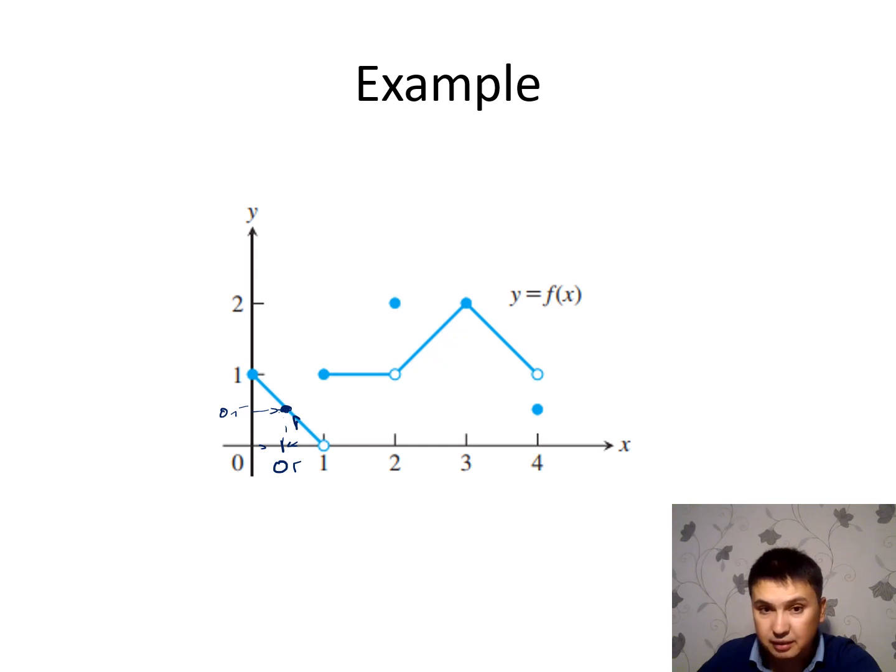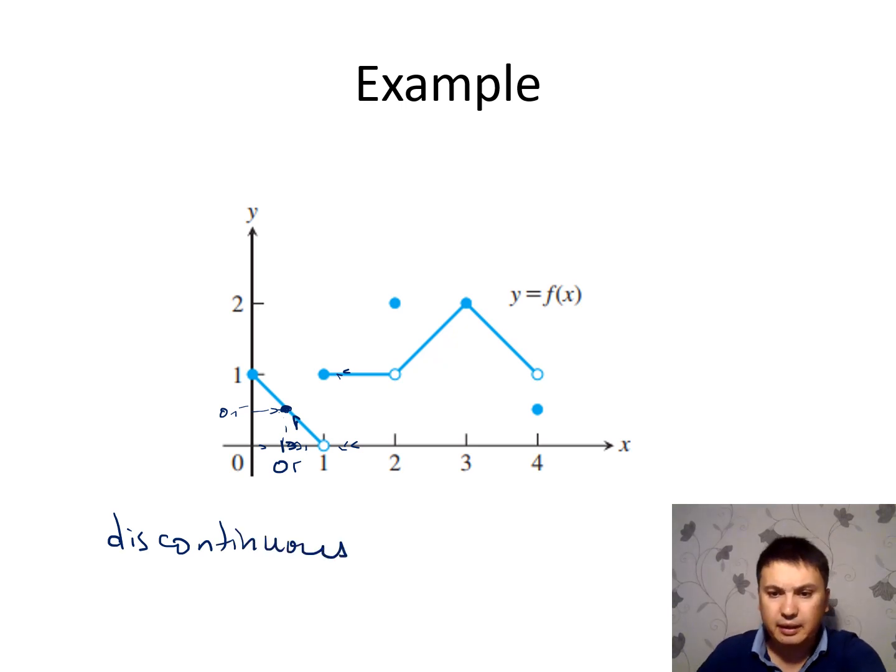However, at 1, what happens? If you approach from the right, you're approaching 1, right? However, if you approach from the left, you're approaching 0. So the limit doesn't exist. By the way, when the function is not continuous, we call it discontinuous. So it's discontinuous at x equal to 1 because the limit doesn't exist, right?